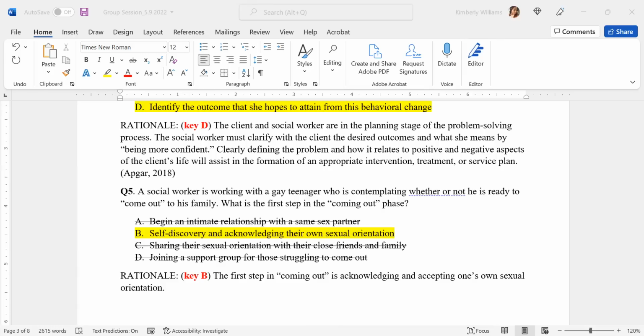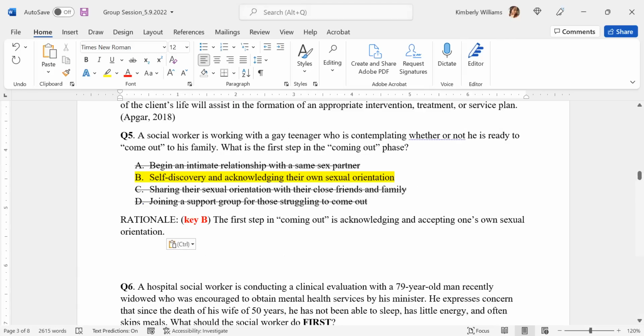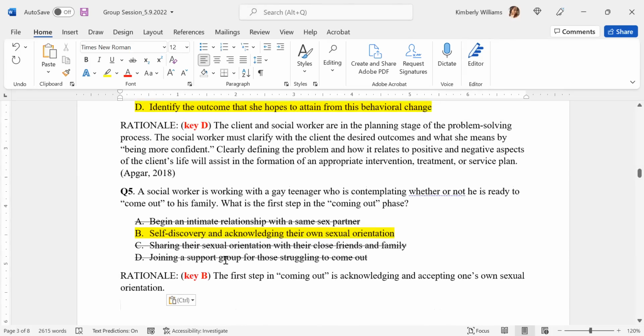Where did you say we can find the gay identity part? Just Google gay identity development. It's by, I think her name is Cass, C-A-S-S. It'll come up, as well as the stages of coming out.